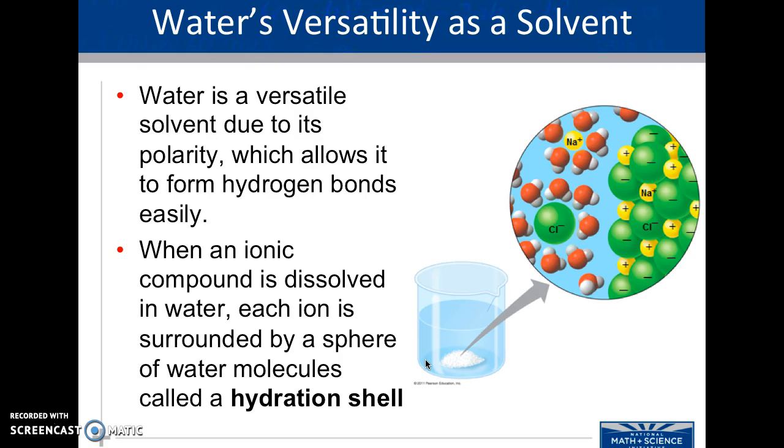This is because it's polar, which means that the partial positive and partial negative on the water molecules are going to pull other compounds apart. So salt is an ionic compound. That bond is very strong, but the positive sodiums and the negative chlorines will be pulled off of the salt crystalline structure and dissolved in water. Each ion is surrounded by a sphere of water molecules.